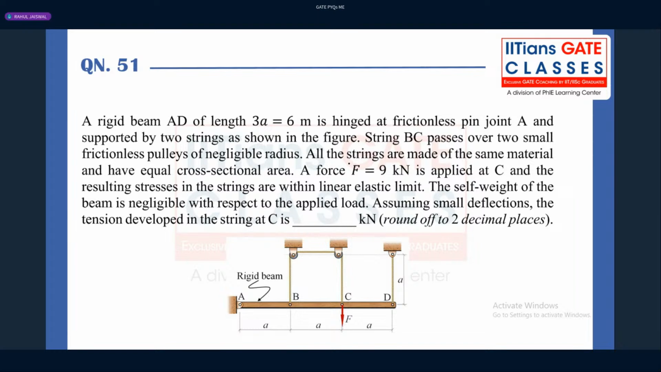A rigid beam AD, which is having a length of 3A, which is nothing but 6 meters, is hinged at a frictionless spring joint A and is supported by the two springs as shown in the figure. The string BC passes over the two small frictionless pulleys of negligible radius. All the strings are made up of the same material and having equal cross-sectional area. The force F is equal to 9 kilonewton, applied at a point C, and the resulting stresses in the strings are within the elastic limit. The self weight of the beam is negligible with respect to the applied load. Assuming small deflection, what is the tension developed in the string at point C?